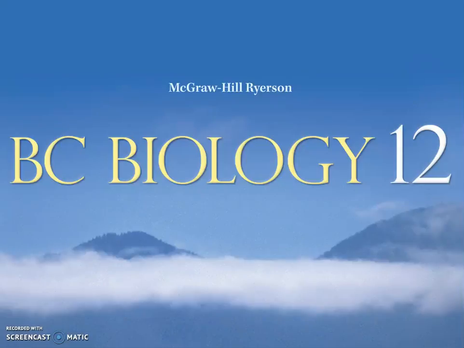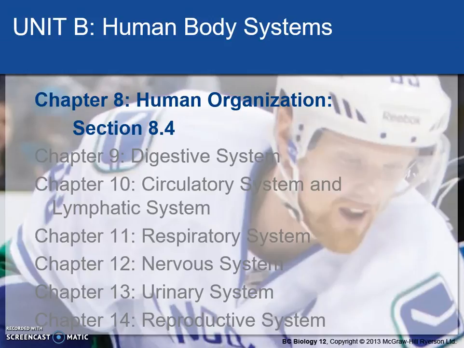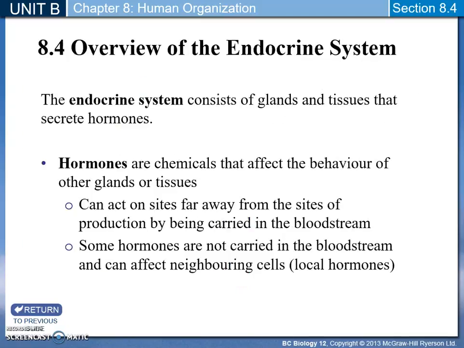This video is going to look at section 8.4, and this will give us an overview of the endocrine system. The endocrine system consists of glands and tissues that secrete hormones. And what are hormones? Well, hormones are chemicals that affect the behavior of other glands or tissues.